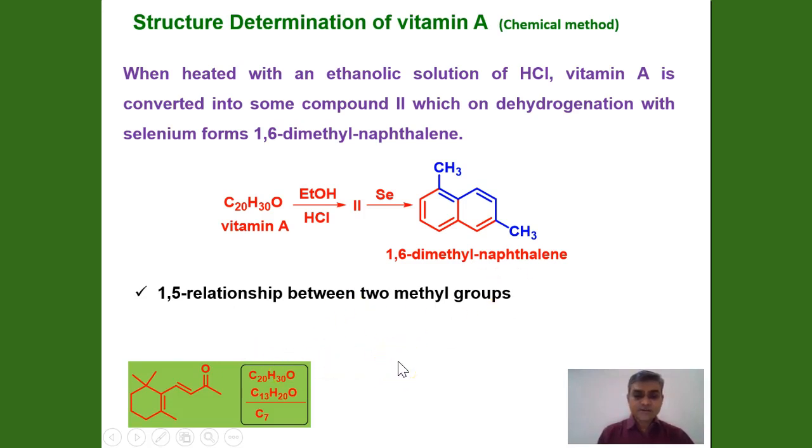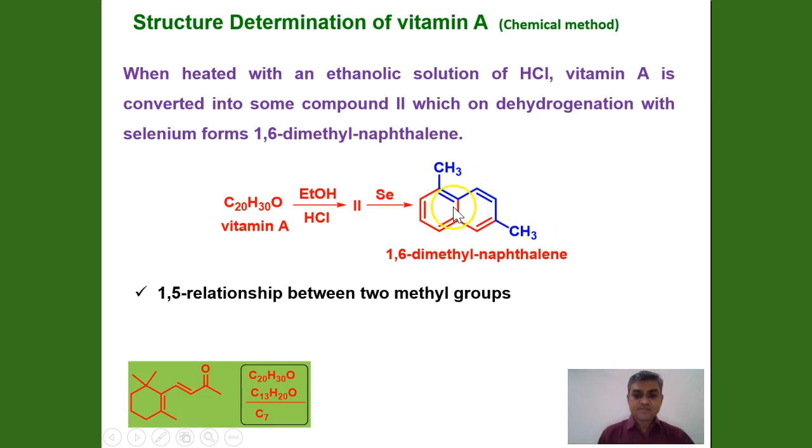Now, in this experiment, vitamin A is treated with acid, and vitamin A contains 5 double bonds. Since it contains 5 double bonds, under acidic conditions it will undergo some cyclization, some carbocation chemistry will be involved, and we will get some cyclic compound. Particularly here we will get a fused ring type of compound. This compound on selenium dehydrogenation results in the formation of 1,6-dimethyl naphthalene.